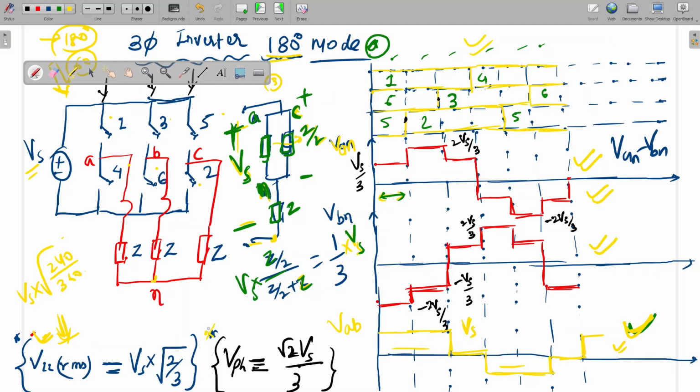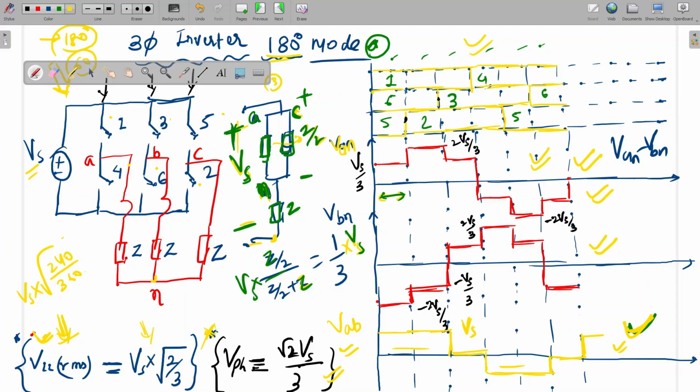What will be the phase value? The phase value we can derive from this voltage, which we will get as root 2 Vs by 3. But directly, what we can do is remember this formula. What is the phase value? Phase is line divided by root 3. So if you divide this by root 3, that will be root 2 Vs by 3.